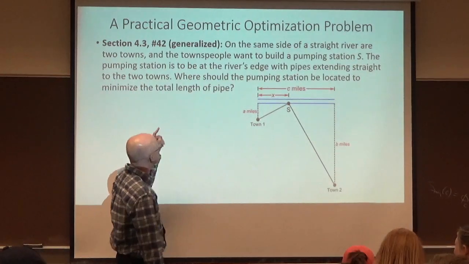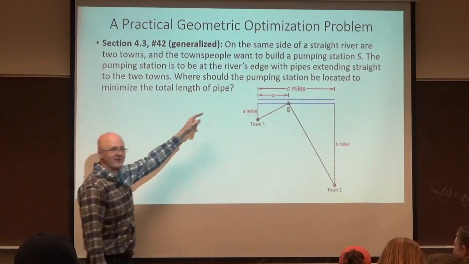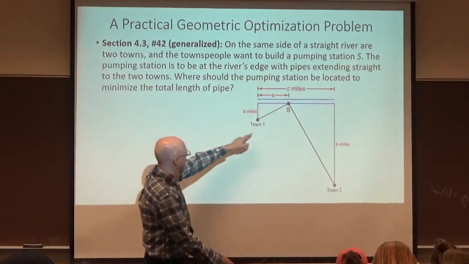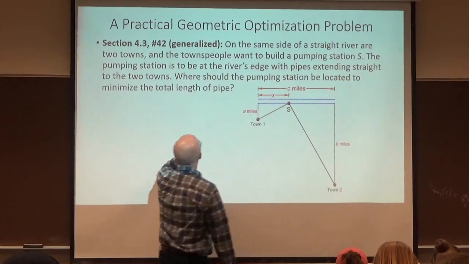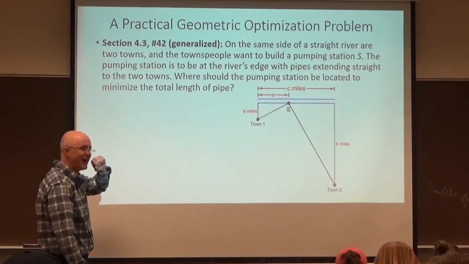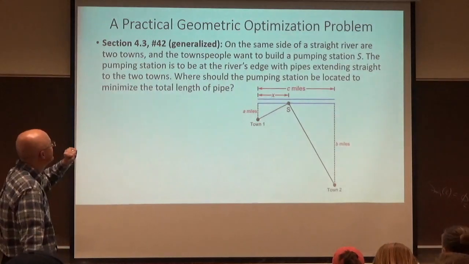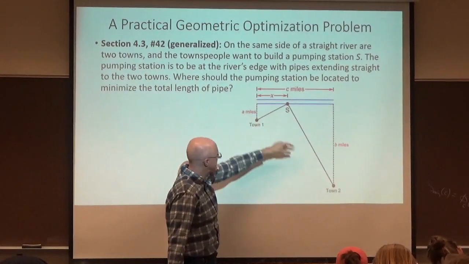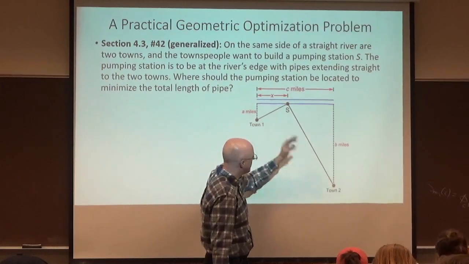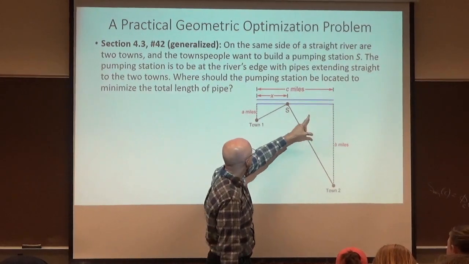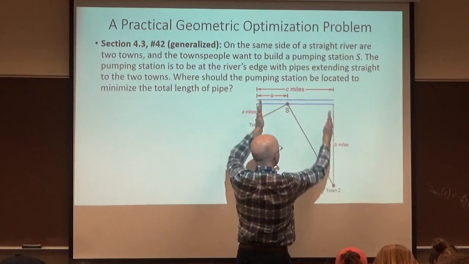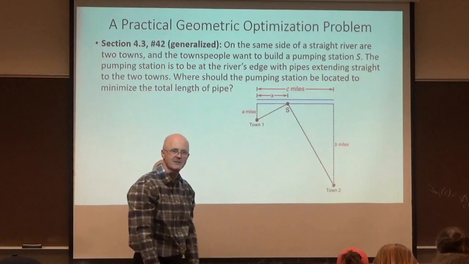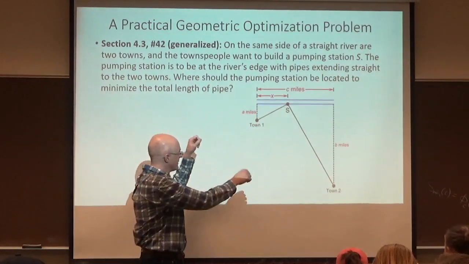Anyway, that's water there. That's a river, okay? You got two towns, town 1 and town 2. You're going to have a problem like this for the assignment due Friday, but you'll have particular numbers. Town 1 is A miles from the river. Town 2 is B miles from the river, and the horizontal distance between these lines is C miles. S is the location of a pumping station that's going to pump water to these two towns.